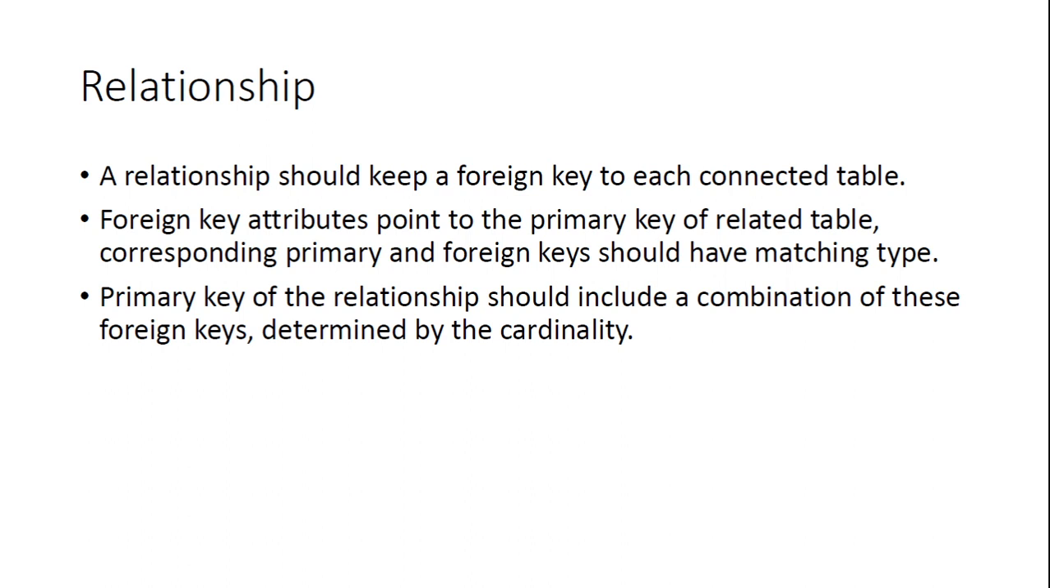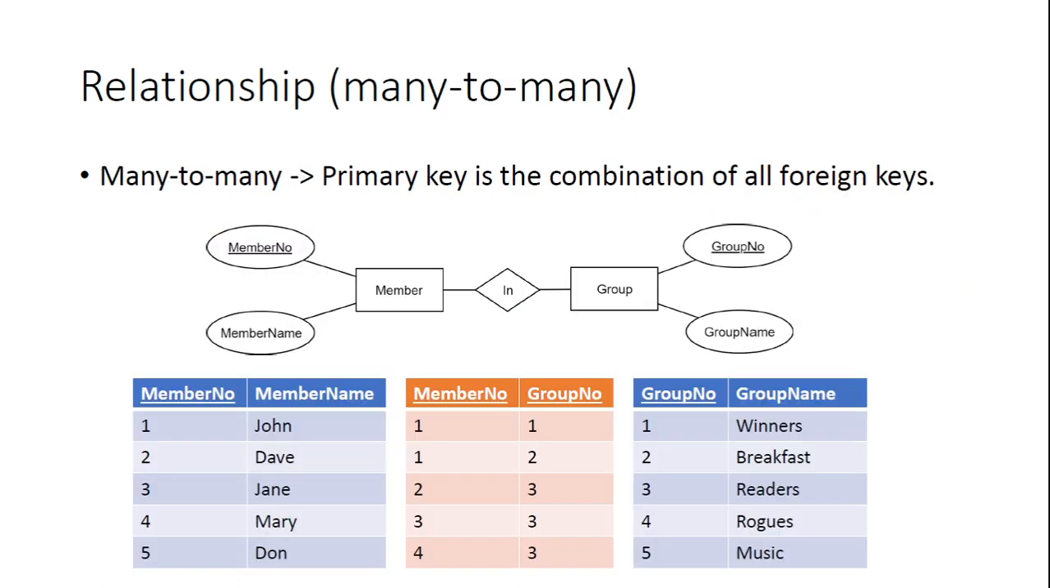The primary key of the relationship should include a combination of these foreign keys, and we are going to determine it by looking at the cardinality. So we have some examples of it now, starting with the many-to-many relationships.